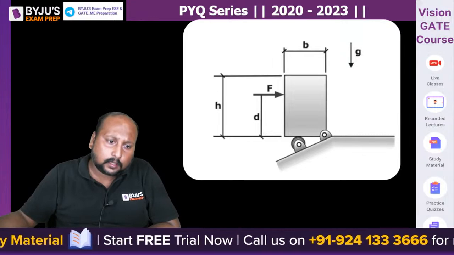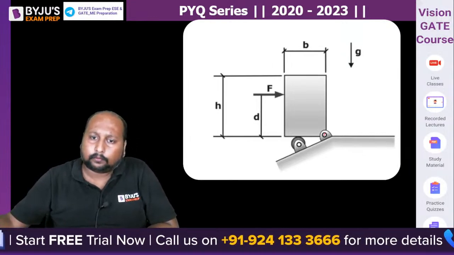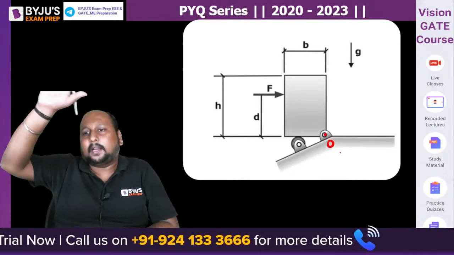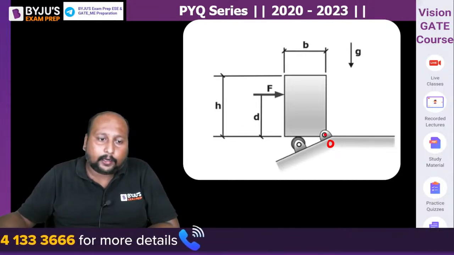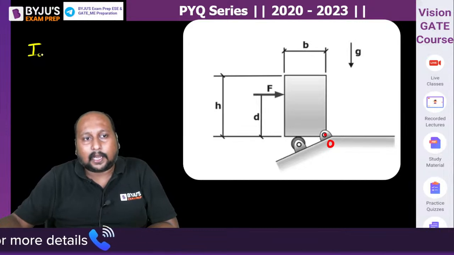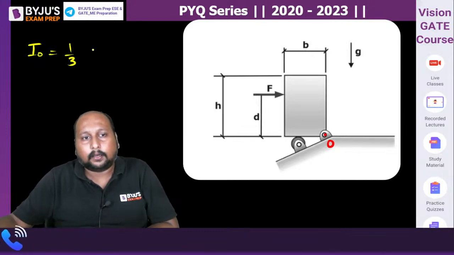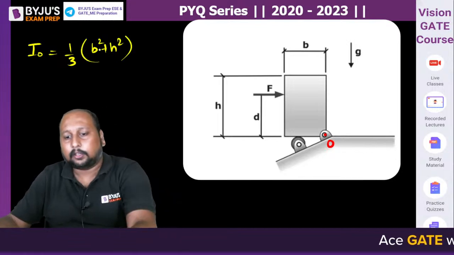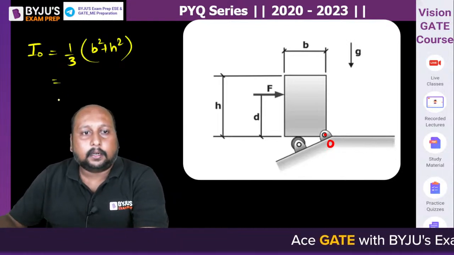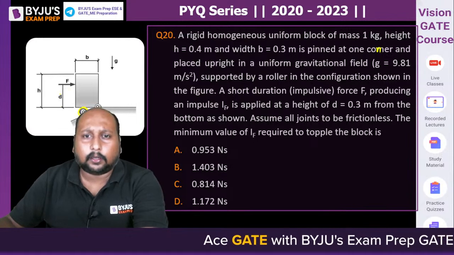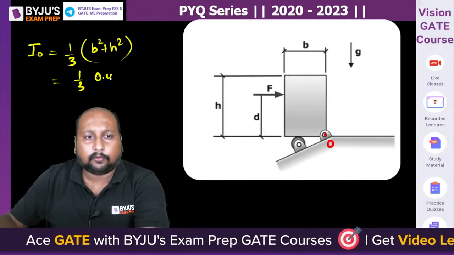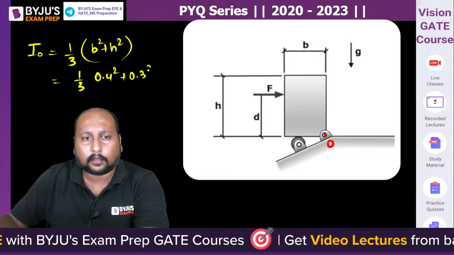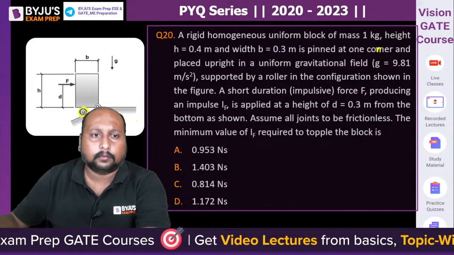Let us suppose this is point O. Okay, now entire body is rotating about point O. So can we calculate the moment of inertia about point O? So by using simple formulation, IO is equal to 1/3 of B square plus H square, right? So what is this? Your B is 0.3 and H is 0.4. So 1/3 of 0.4 square plus 0.3 square. So what is this value?